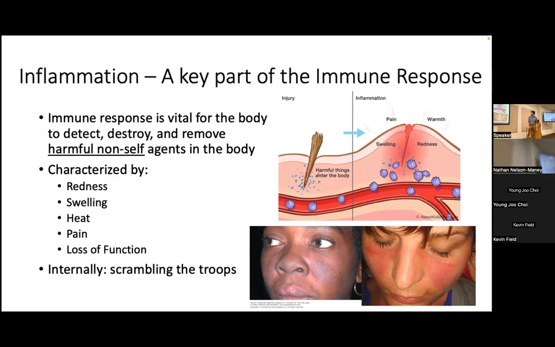And so these two pictures down here of these folks is just to demonstrate that even though I said inflammation is characterized by redness, swelling, heat, and pain, it can look different on different people. And so there's a lot of complexity here and a lot of nuance in the way that we think about this.